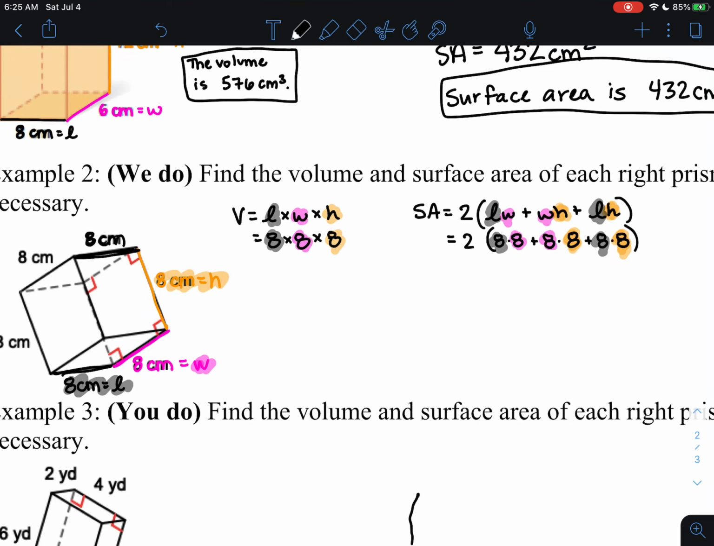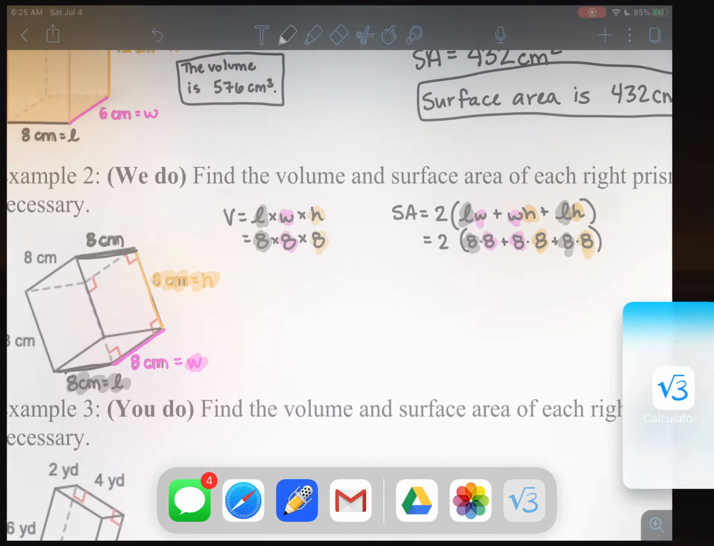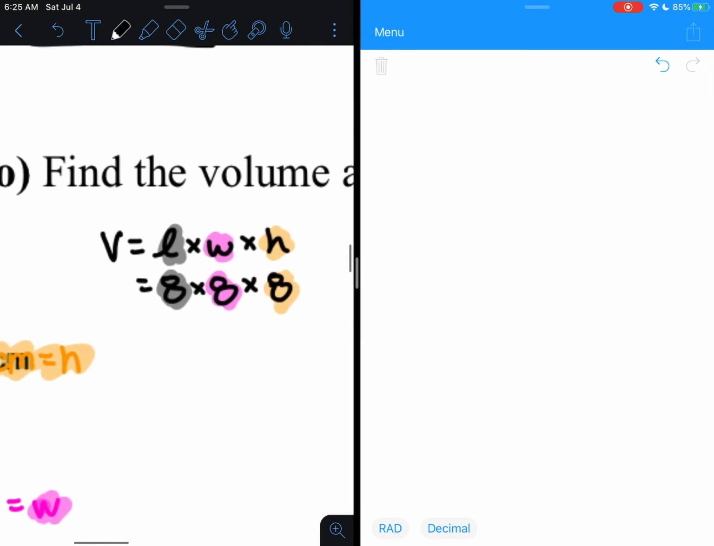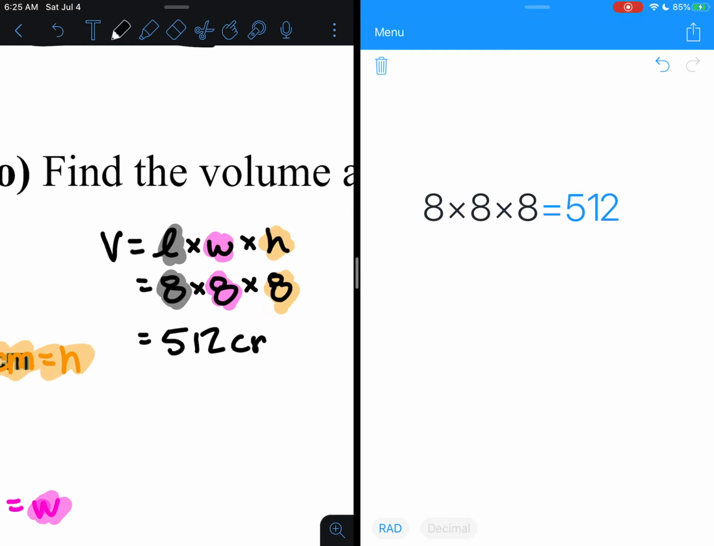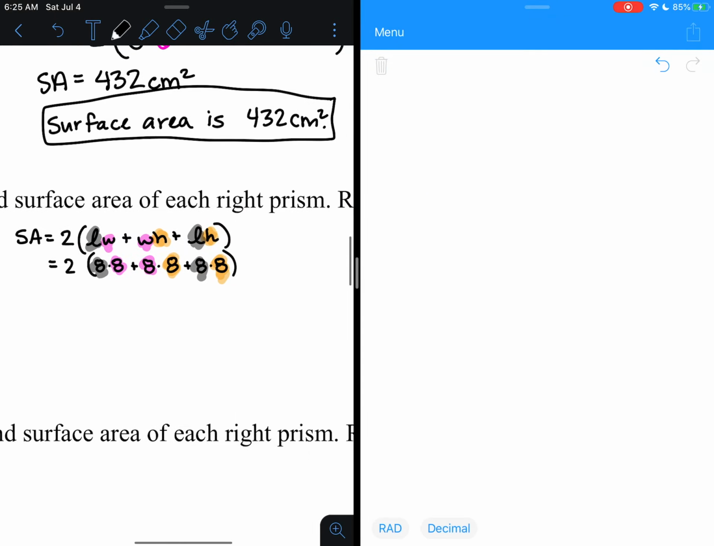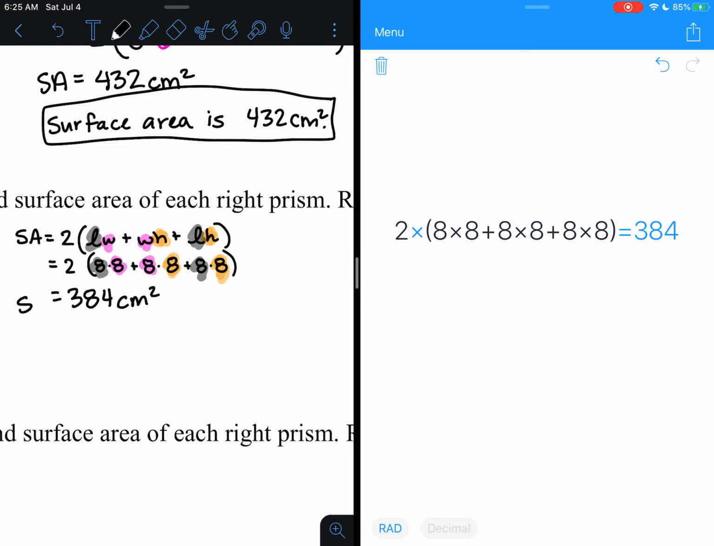Let me take out my calculator to type these numbers in. And so the volume would be 8 times 8 times 8. 512 centimeters cubed, and that is my volume. You could write that in a complete sentence. I'm just going to put a box around that for now. And then this would be 2, and then 8 times 8 plus 8 times 8 plus 8 times 8. And I get 384 centimeters squared because it's an area. And that's my answer to that problem.